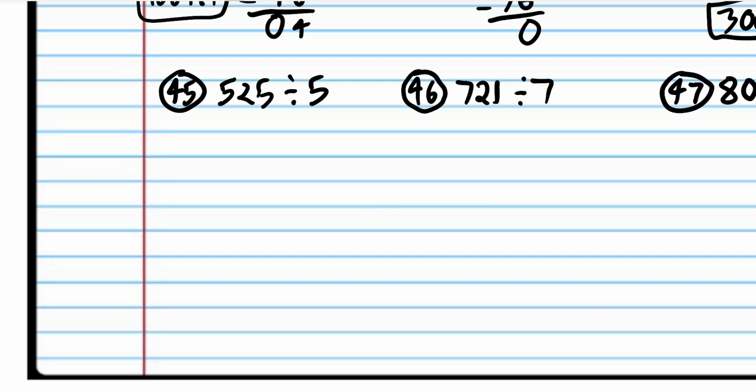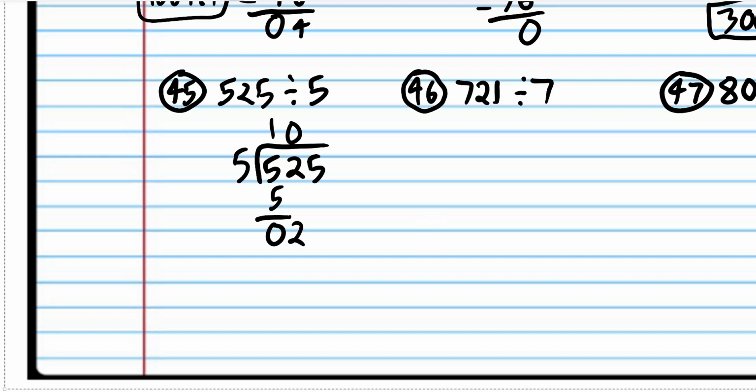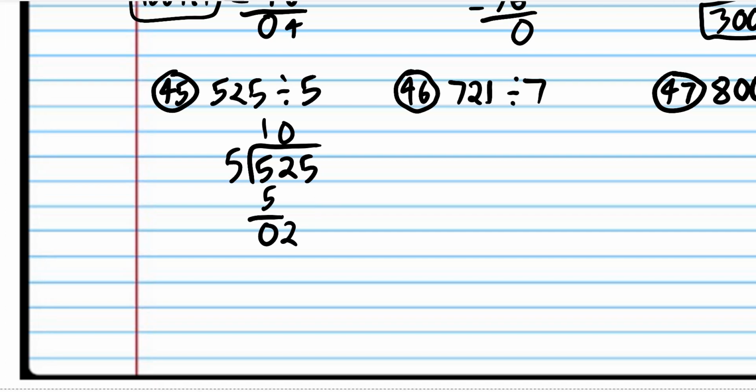All right, we're back. 525 divided by 5. 5 goes into 5 1 time. 1 times 5 is 5. 5 minus 5 is 0. Bring down the number. 5 doesn't go into 2, so we have to put a 0. And 5 didn't go into 2, so we have to bring down another number.